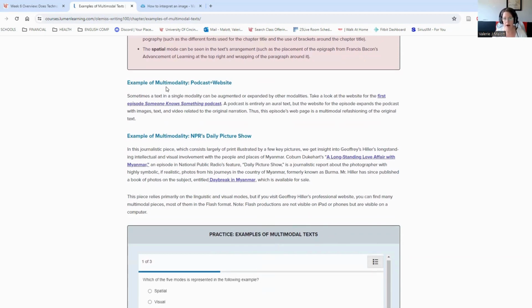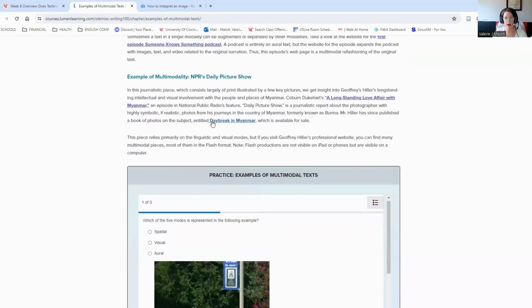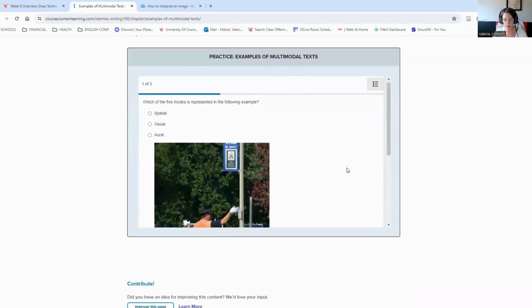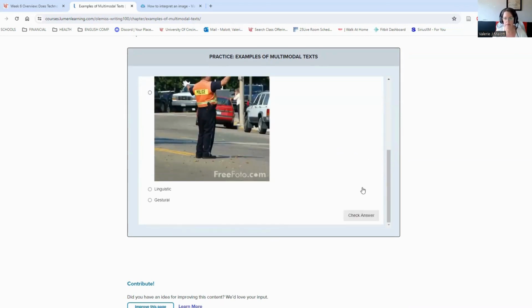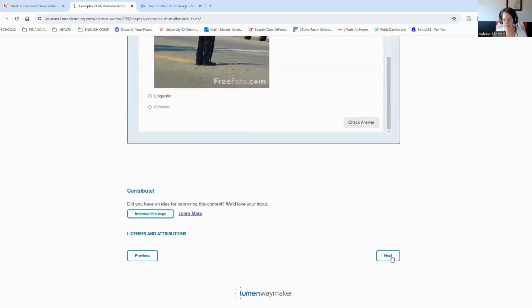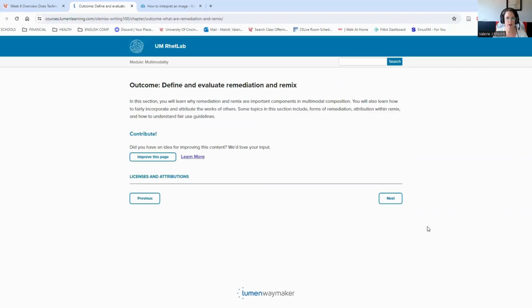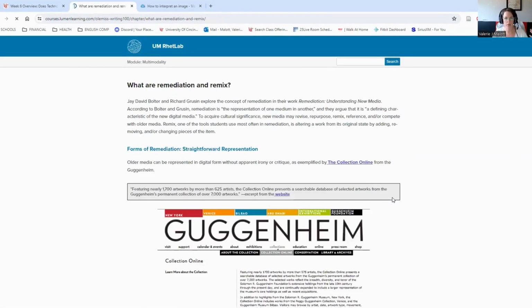Another example is a podcast plus a website, NPR's daily picture show, and so on and so forth. And then they have these little practice quizzes here that you can test yourself on if you want to. And then the outcome here, what are remediation and remix?